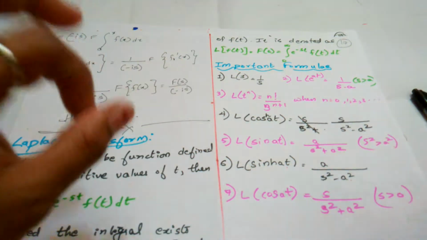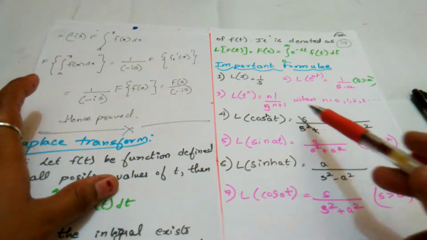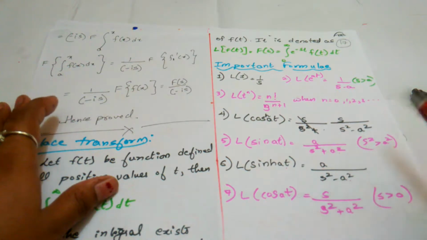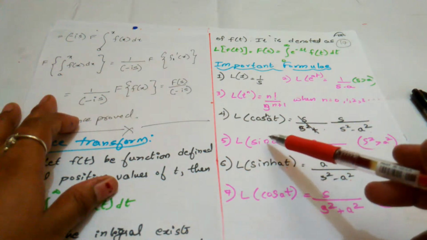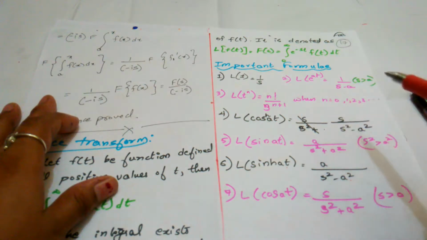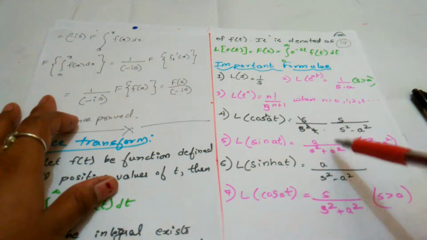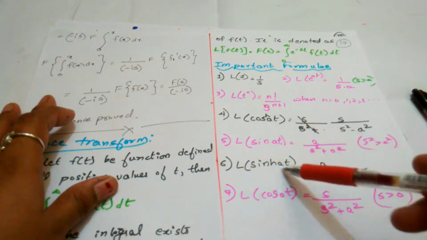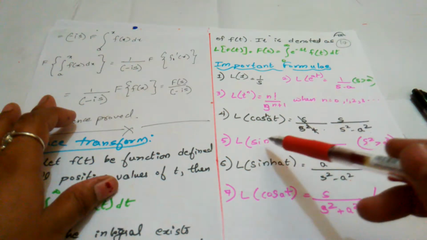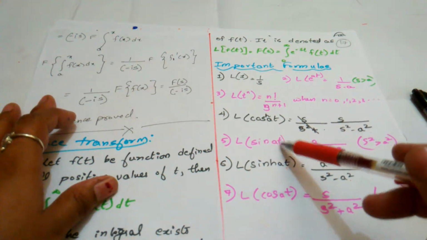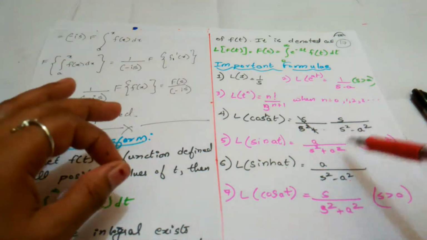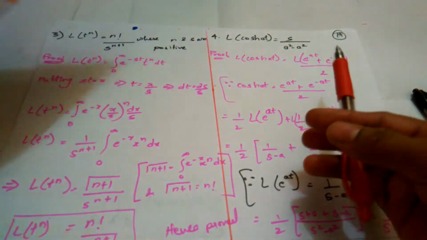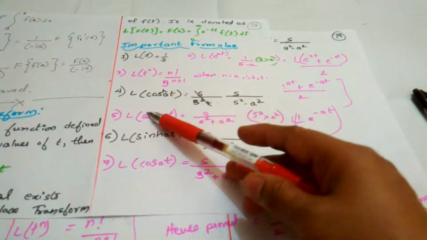In these four formulas, the common thing is that for the cos term, s will be there at the numerator, and for the sine term, a will be there at the numerator. With the hyperbolic functions, both have s square minus a square, and for only sin and cos, it is s square plus a square. So it is a bit easy and a bit confusing also. Now I'll start with the proofs.